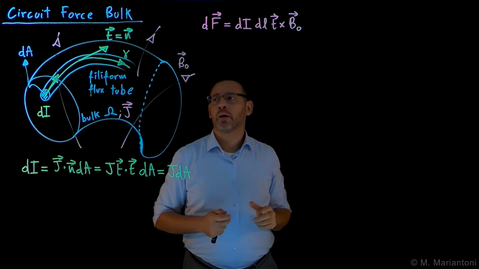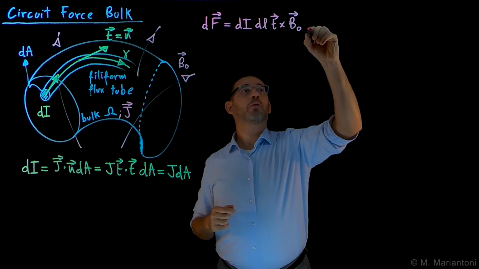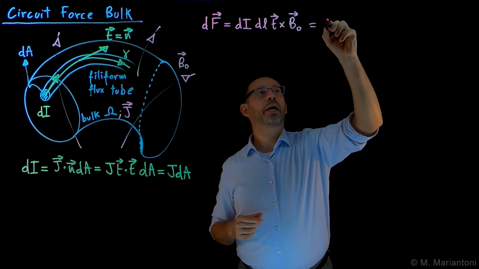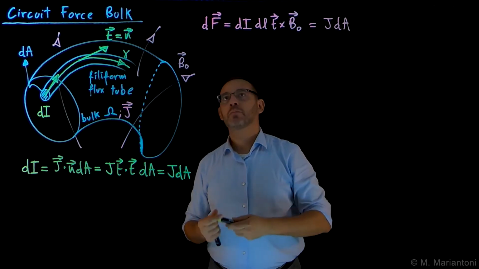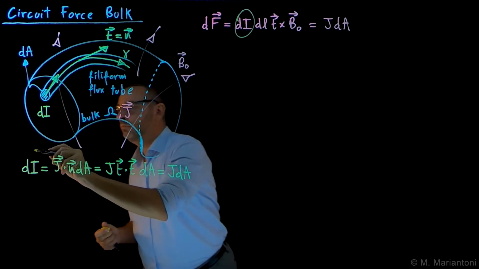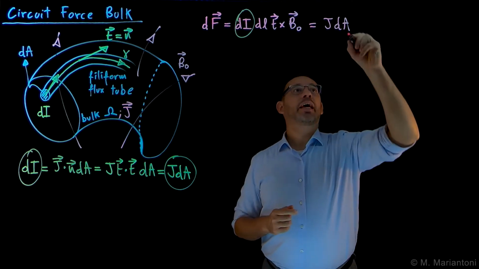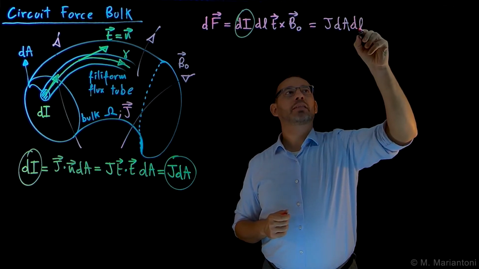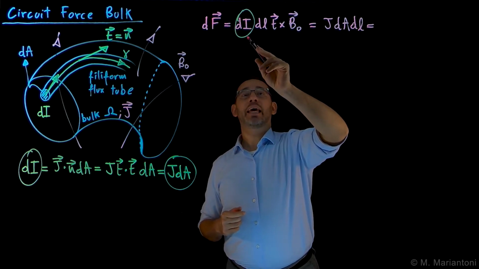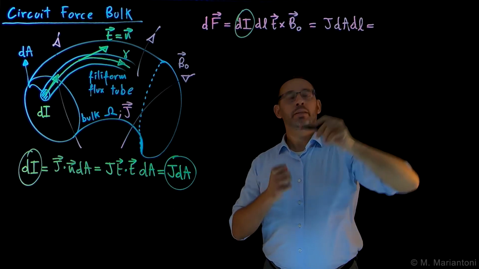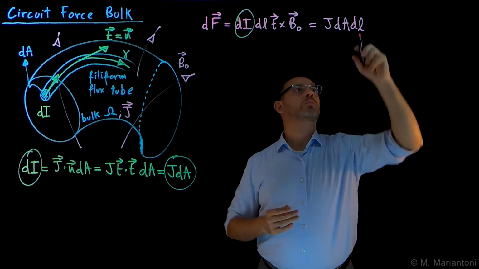All right, of course we consider this rigid. So under these conditions, we can rewrite this force as dI, which is nothing but J dA, from this definition down here. This is my dI here. It's nothing but J dA times dL, but what is dA times dL? We already know that this is the infinitesimal volume delta V associated with the filiform flux tube. So we have J dA, which is dI, dL, dL T vector B naught.